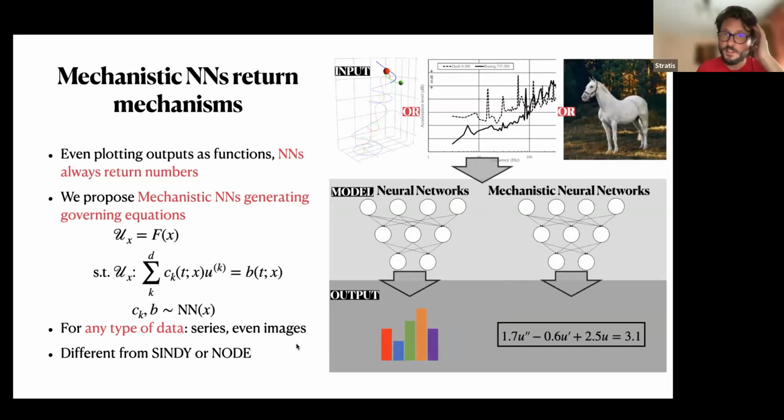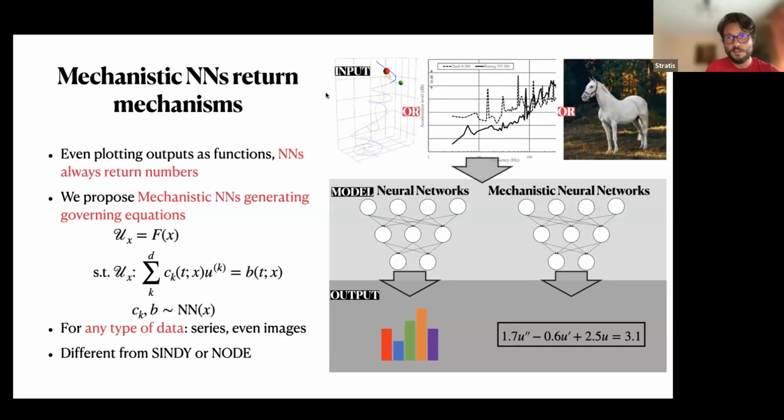In this work with mechanistic neural networks, we challenge this assumption, and we propose a neural network that returns mechanisms, that returns functions. This is similar to what SINDy has been doing, but SINDy is constrained to regression, so symbolic regression. It doesn't really use neural networks and the power of them.